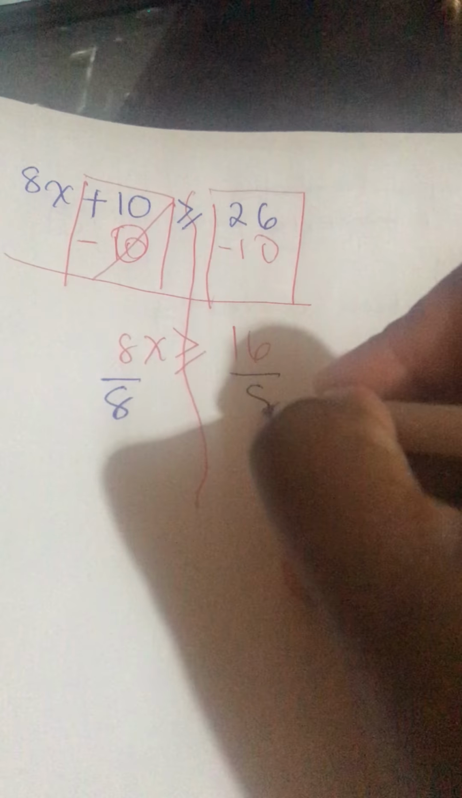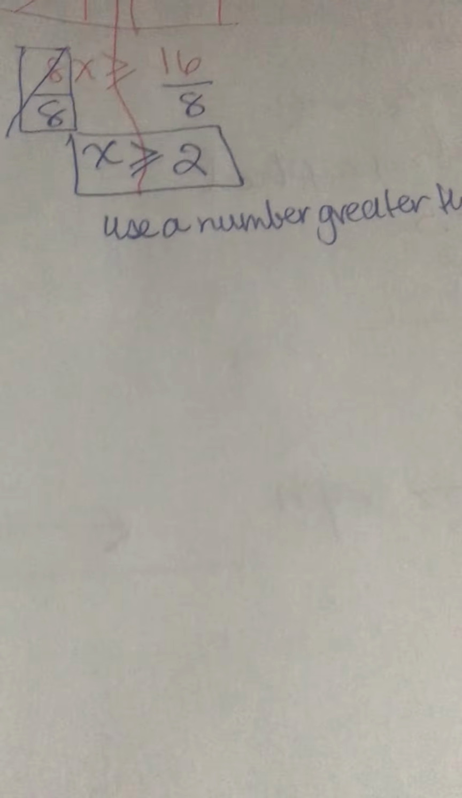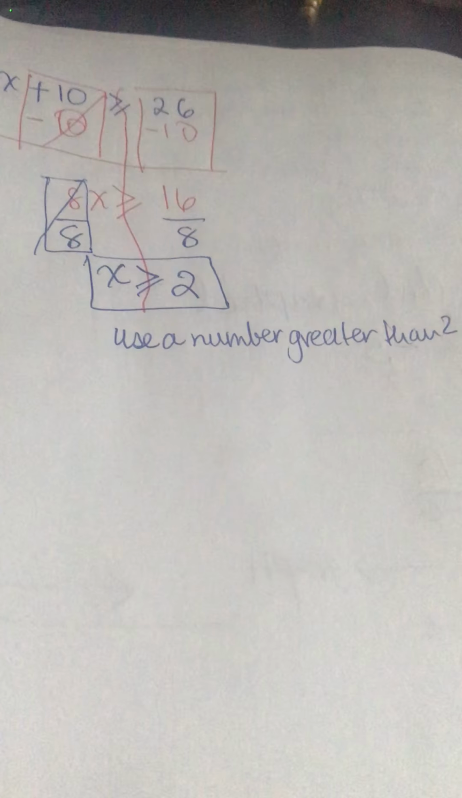I will use a number greater than 2. I can also use 2 because I said it is equal to 2. Okay, but I'm going to choose a number greater than 2. So I will choose 7. I will use 7 to check. So checking with 7.